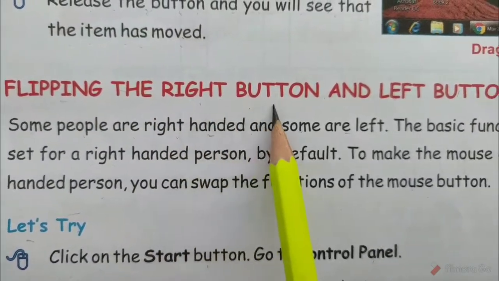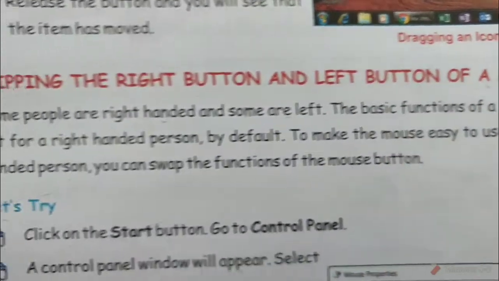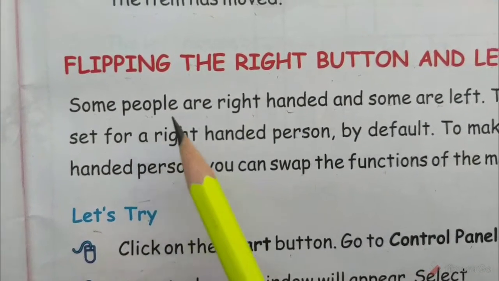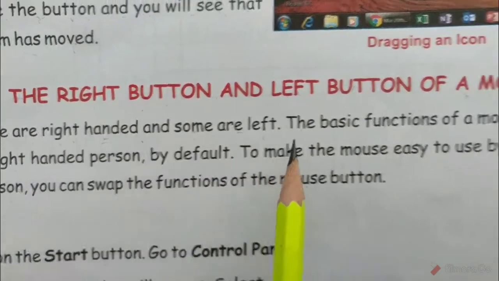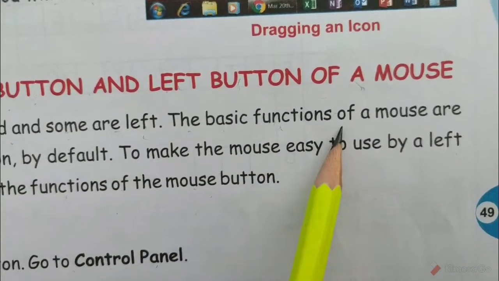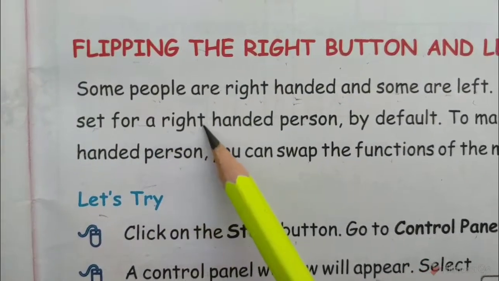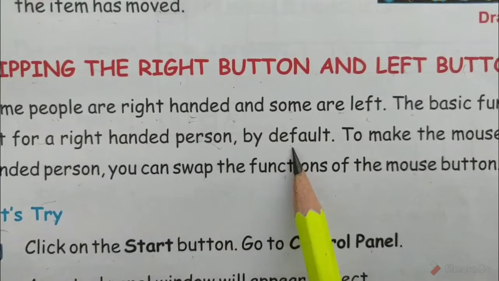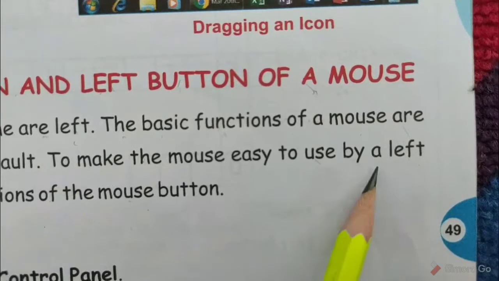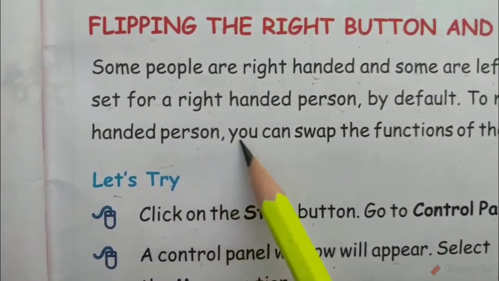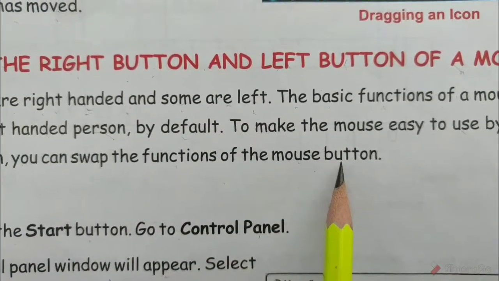Flipping the right button and left button of a mouse. Some people are right-handed and some are left-handed. The basic functions of a mouse are set for a right-handed person by default. To make the mouse easy to use by a left-handed person, you can swap the functions of the mouse buttons.